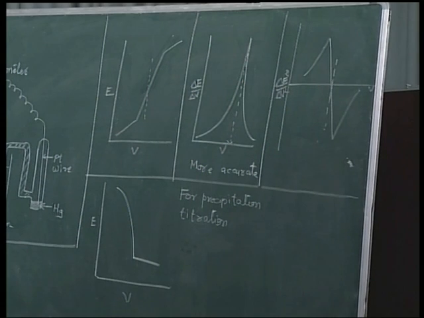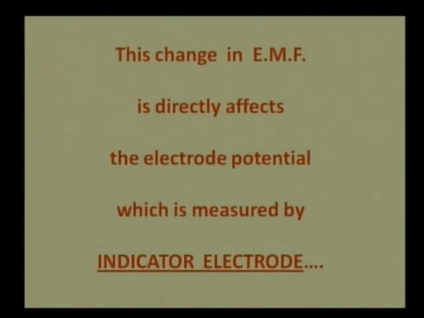Now, in case of precipitation titration, a graph is shown on the board. In the case of silver nitrate with NaCl solution, when we add standard AgNO3 solution from the burette, precipitation starts and all the ions are consumed or precipitated at the end point. After the end point we have a sharp, clean, horizontal graph as shown on the board. Right. Now, the change in EMF directly affects the electrode potential, which is measured by the indicator electrode.